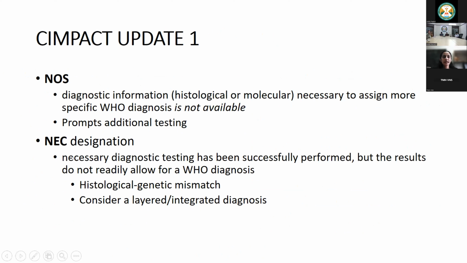So I told you there is a recommendation to use NOS and NEC. When should we use NOS? When should we use NEC? NOS is to be used when we have done just histology, or we have done certain molecular testing but not completely done all the molecular testing required for a WHO diagnosis. Suppose I have an oligodendroglioma and I have not done 1p/19q codeletion testing, then we call it oligodendroglioma NOS. On the other hand, if we have done all the molecular testing that is required, but still we are not able to give a specific WHO diagnosis, then we can call it NEC. Suppose the molecular information and the histology do not match each other, then we can call it an NEC diagnosis.